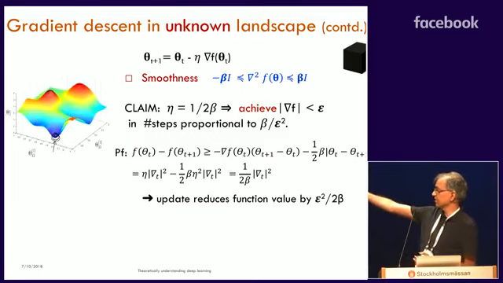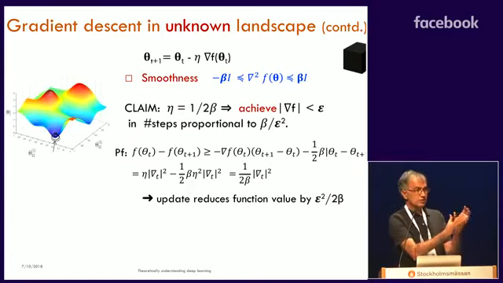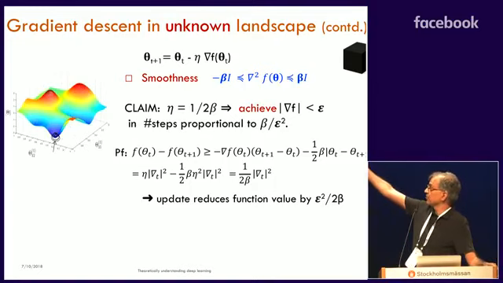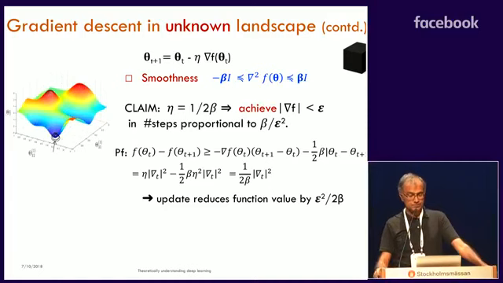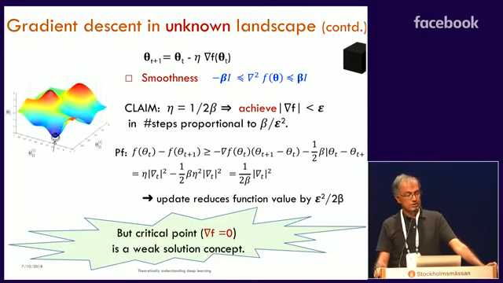So this update is reducing the function value by epsilon square divided by 2 beta. Okay? And so at every step, you're making this amount of progress. So the number of steps you need to get down to, say, zero gradient is at most the reciprocal of this, which is like beta over epsilon square. Okay, that's essentially the only proof. I mean, all I'll do are these two-line proofs. So that shows you that you can get to a critical point, or close to a critical point.